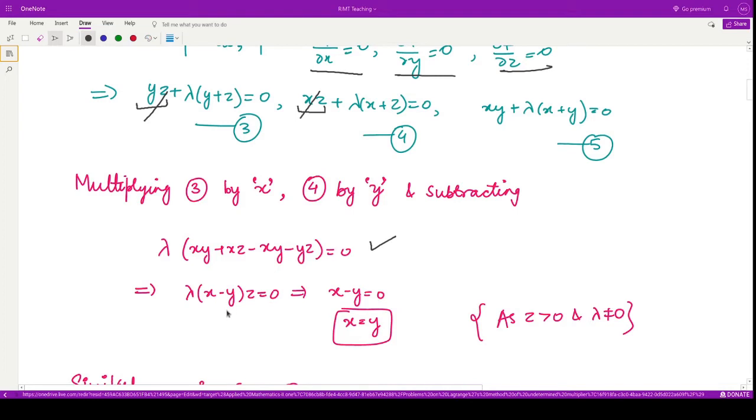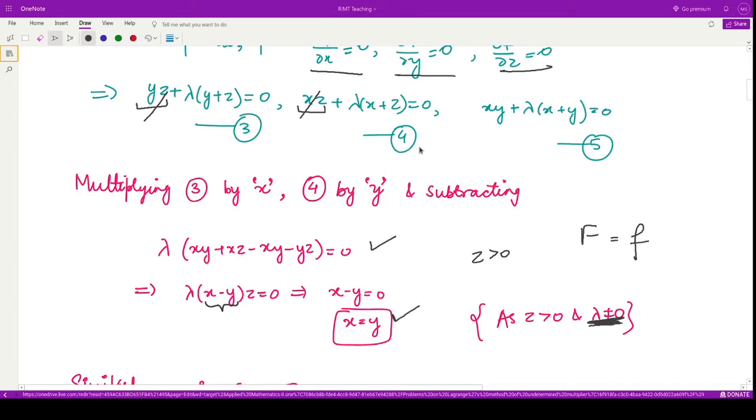From here, because z is not 0 and this is given to be a positive quantity, and lambda is also not equal to 0, because if lambda is 0, the capital function F becomes equal to the small function f, right? So that is not the case. So lambda is not equal to 0, the Lagrange's multiplier. So from here we only have x minus y is equal to 0. That means you have x is equal to y when you solve equations 3 and 4.